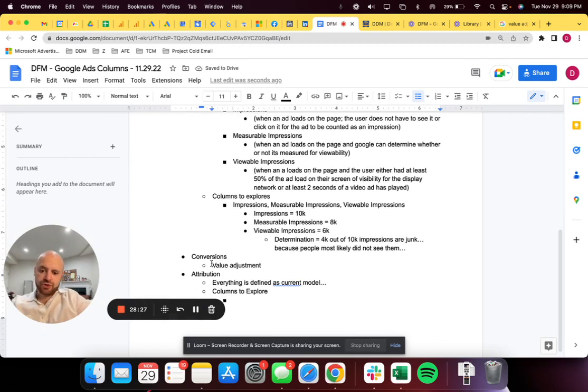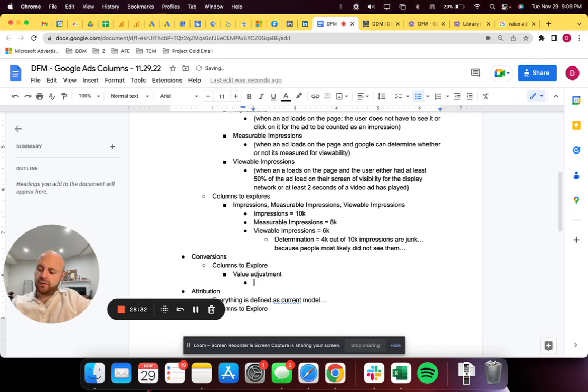Interesting. So columns to explore. Value adjustment, comparing what a specific conversion is worth, like add to cart, purchase. I don't think it would really make sense with purchase because you already know what the purchase is going to be worth with conversion value or with revenue. But an add to cart, this is interesting.